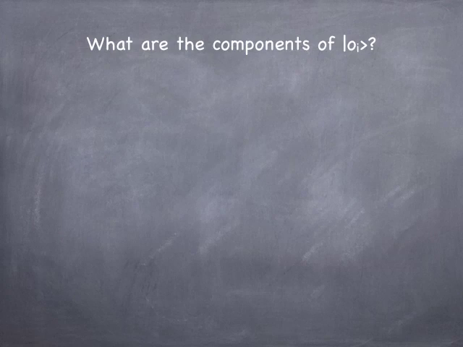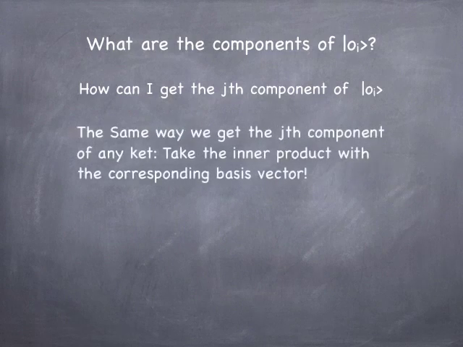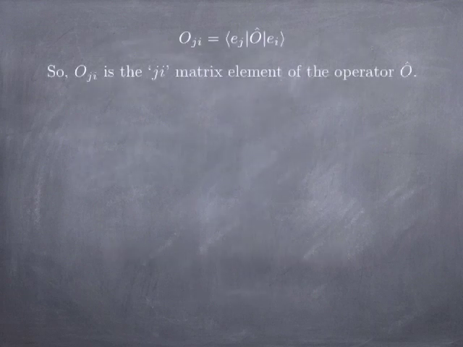And how do we figure out what these O sub I are? Well, we can get the jth component of one of these O sub I's by taking the inner product of O sub I with E sub j. So here's the idea. E sub j acting on O sub I. But remember what the O sub I are. The O sub I are the O operator acting on the ith basis vector. So we can define O sub j I as the inner product of the jth basis vector with the result of O operating on the ith basis vector. That's kind of a mouthful. Okay.